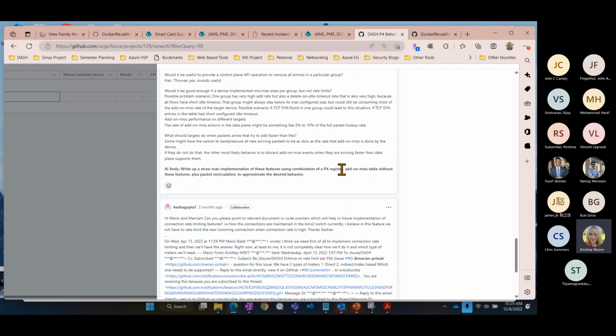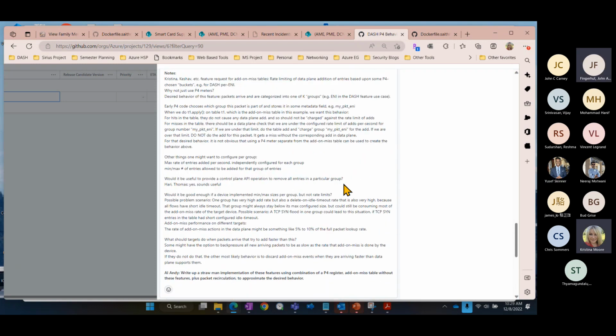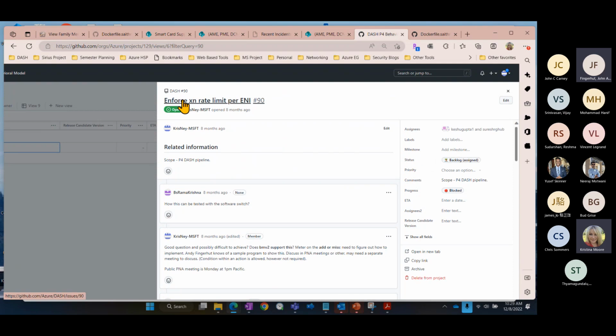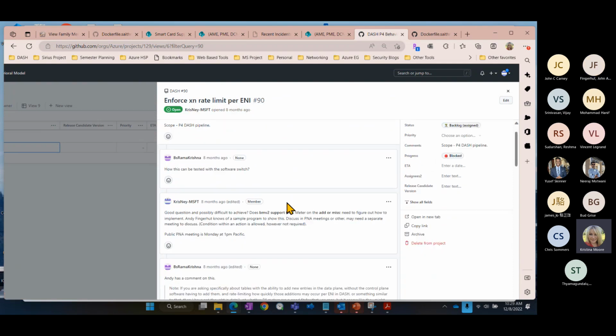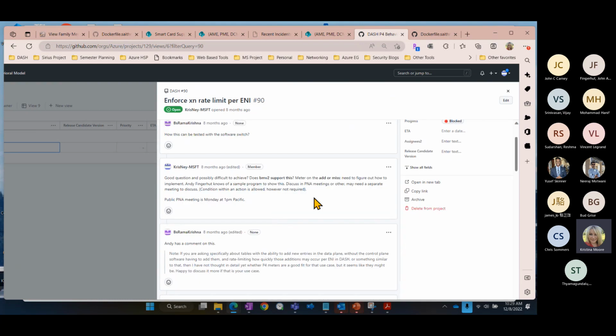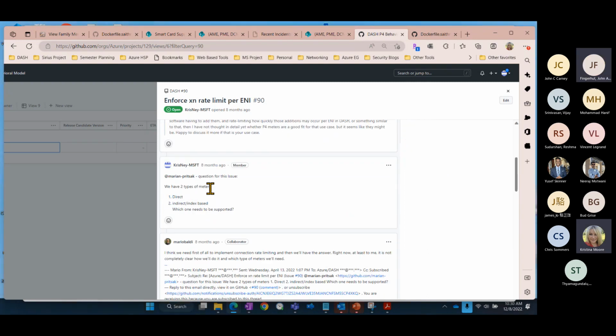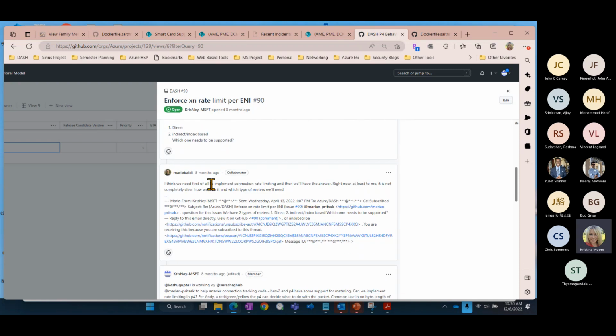I'm just looking through these notes here. Is a new connection setup rate even something someone would want to enforce? Someone wanted this in the P4 pipeline. Can this be tested? Meter sounds like a challenging thing to test in BMV2 to me. Andy knows of a sample program to show this. And we had 2 types of meters, direct and indirect index-based meters. So if we needed to implement connection rate limiting, then we'll have the answer.